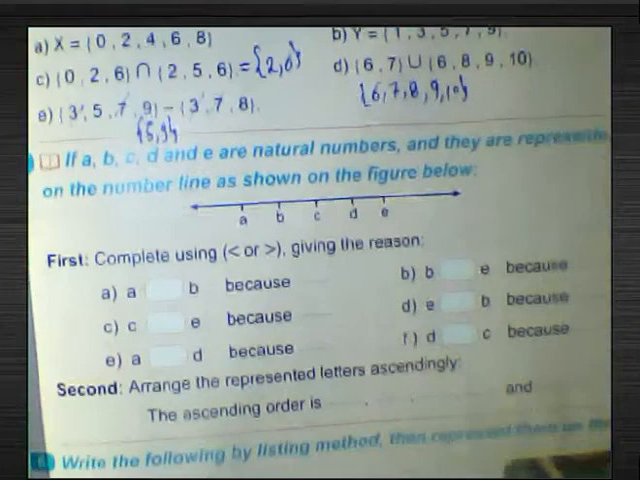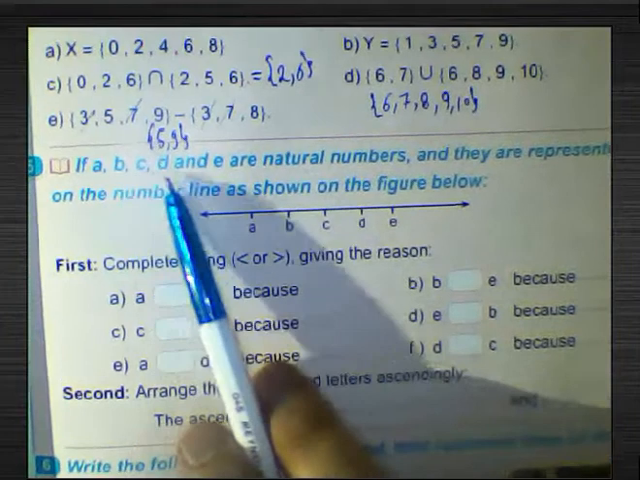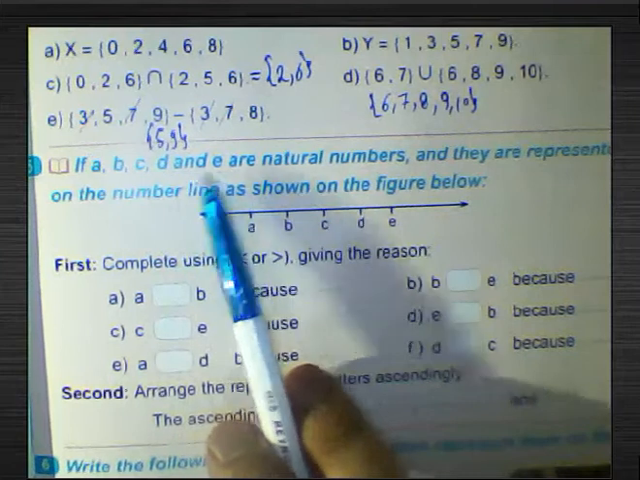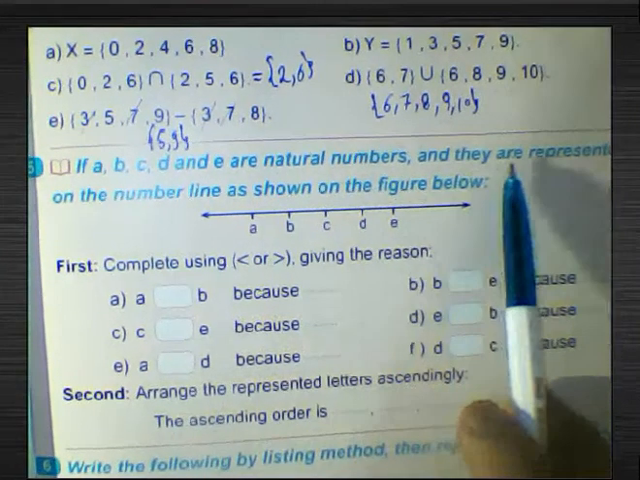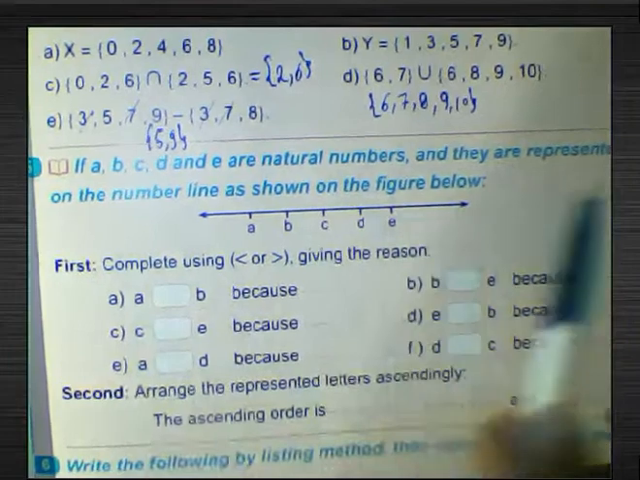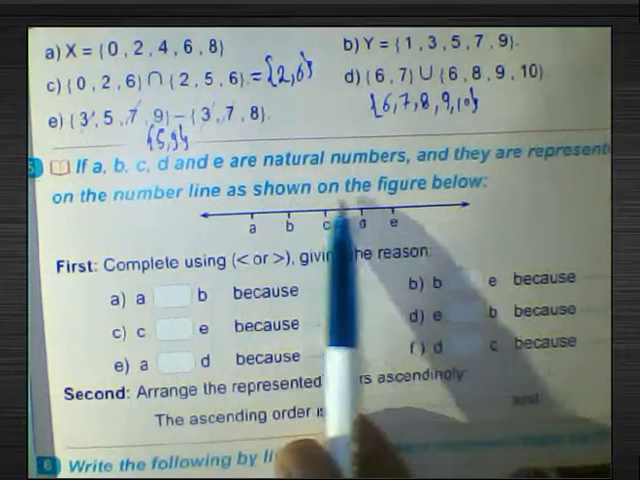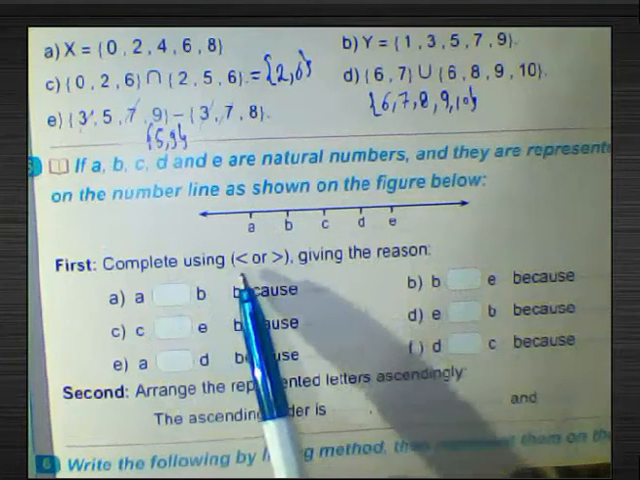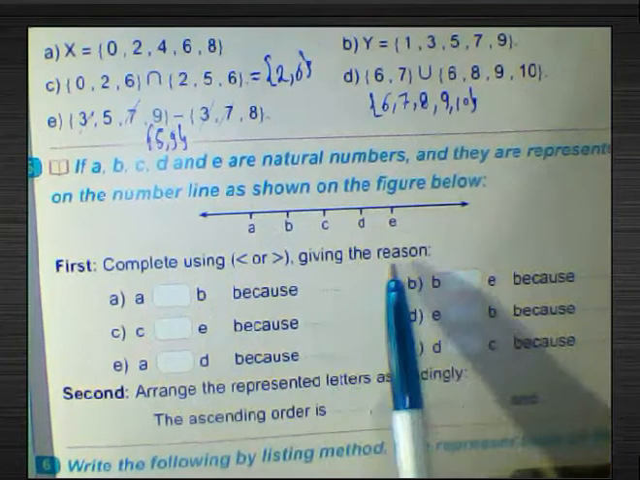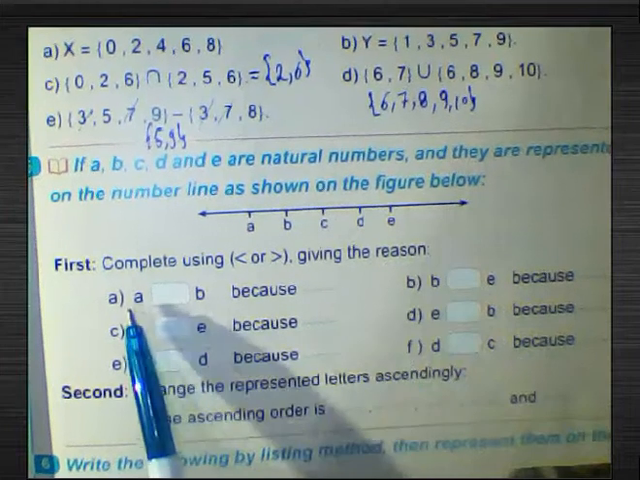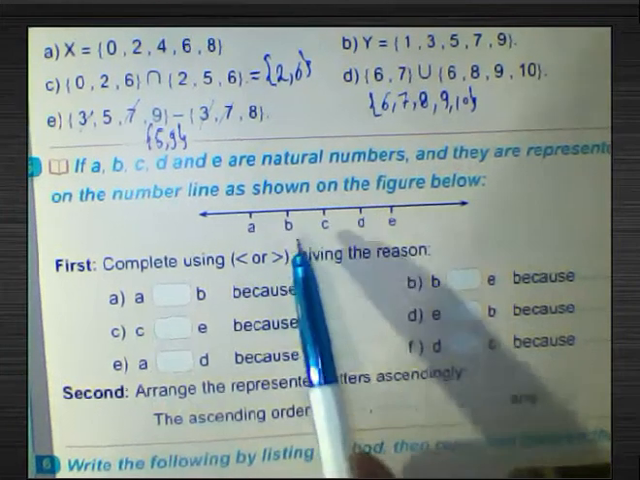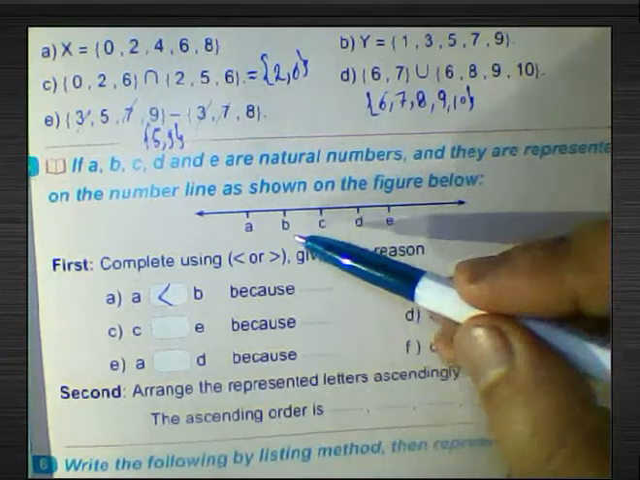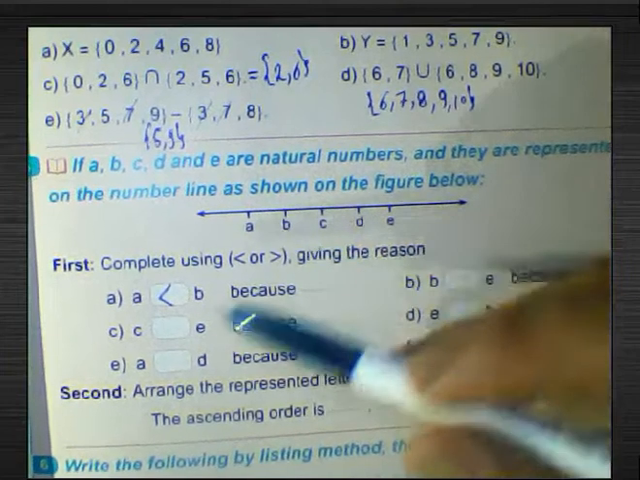Question 5. If A, B, C, D and E are natural numbers, and they are represented on the number line as shown in the figure below. A, B, C, D, E. Complete using less than or more than, and give the reason. Okay, A and B. We know B is more than A because B is on the right-hand side of A.